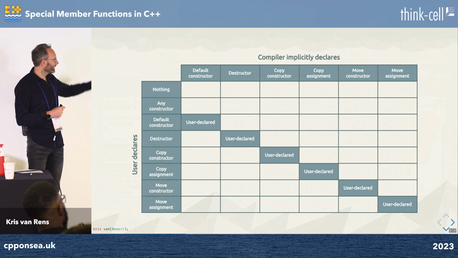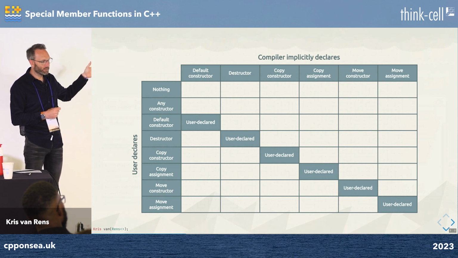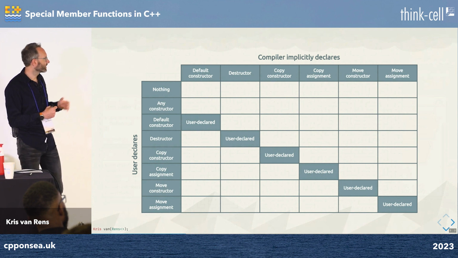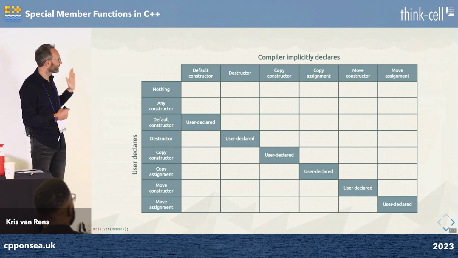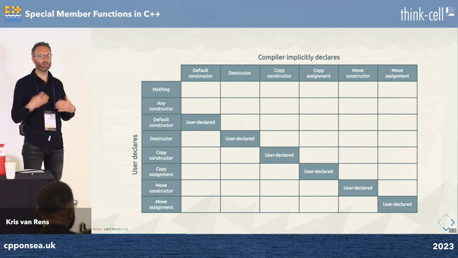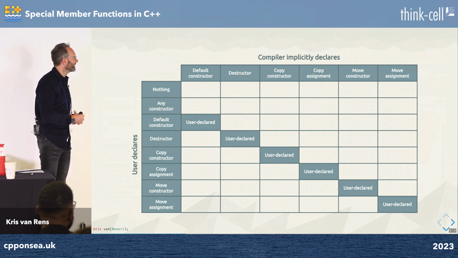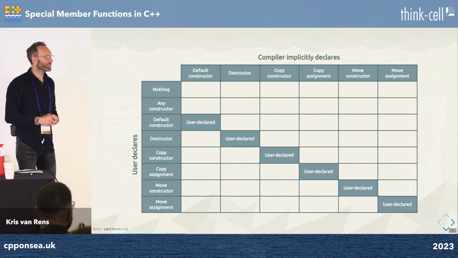The idea is here on the rows, we have all the user-declared special member functions. Remember, user-declared means either custom implementation, default requested, or deleted. It all counts as user-declared. And then on the columns, we have what the compiler will then be able to generate for you. So basically the presence that the compiler will get you.